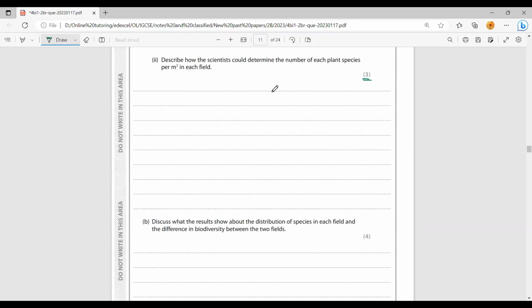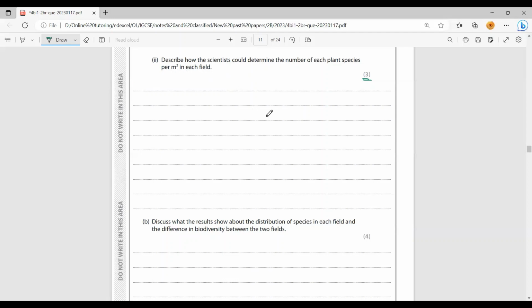Please, you must state the type of sampling. Random sampling means using a quadrat. Systematic sampling means using a transect. So here: random sample by using a quadrat, and then what do I do? It says the number of each plant species per meter squared in each field.